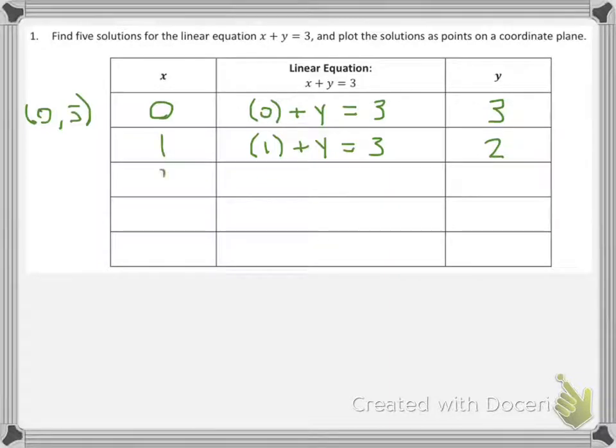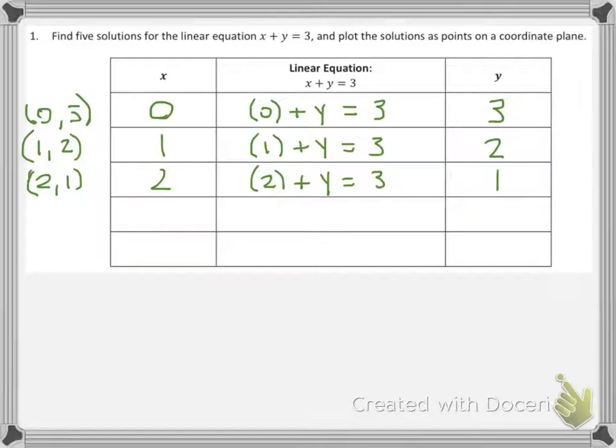How about a 2? 2 plus y equals 3. Subtract 2 from both sides, I get y equals 1. So a couple more ordered pairs. 1 comma 2 is a solution, and 2 comma 1 is a solution.